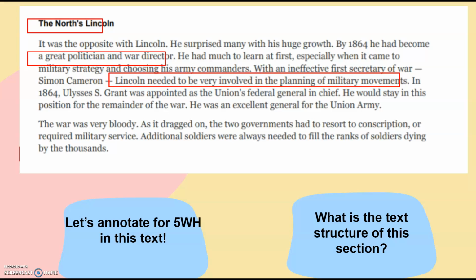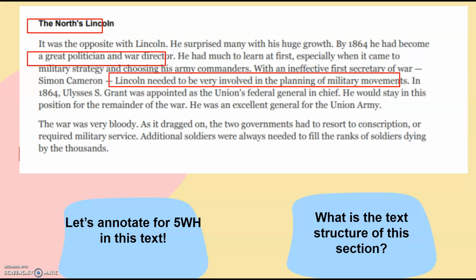Okay, so in last week's exit ticket, I asked you guys to write a summary of this section, the North's Lincoln. So this section is all about Abraham Lincoln, who is the president of the Union, okay? We are going to lean into our subtitles the most to figure out the topic, and in this case, it tells me the where and the who, which is President Lincoln in the North, okay?